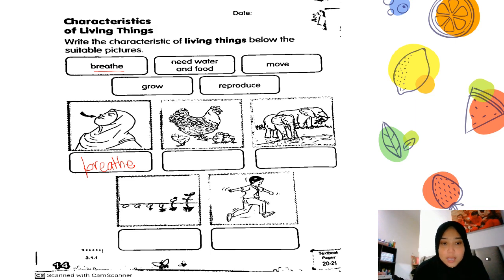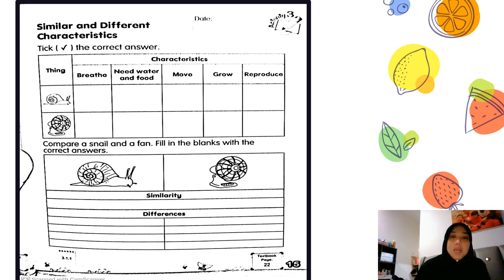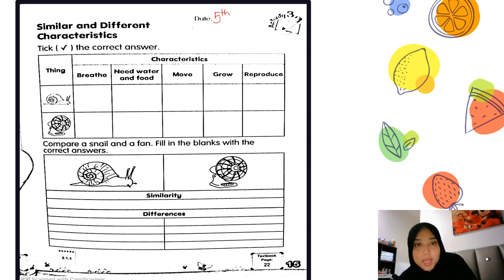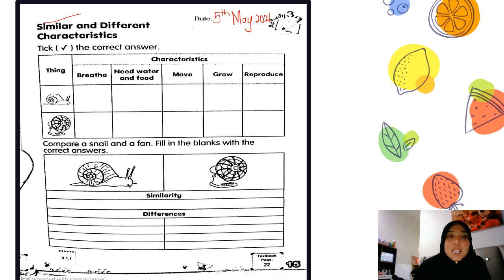Let's take a look at the next exercise. This is quite hard, but I think you can do it, right? First of all, you have to write the date here. 5th May 2021. And don't forget to write your name here, okay? Right. So, tick the correct answer. This is very easy. Tick the correct answer. Now, what is the first thing here?